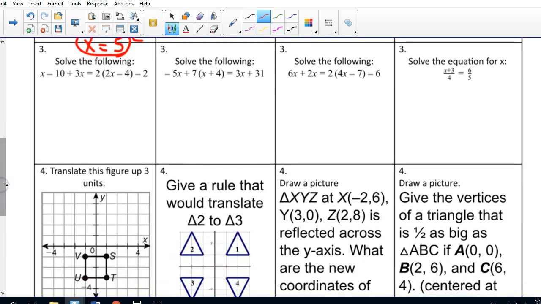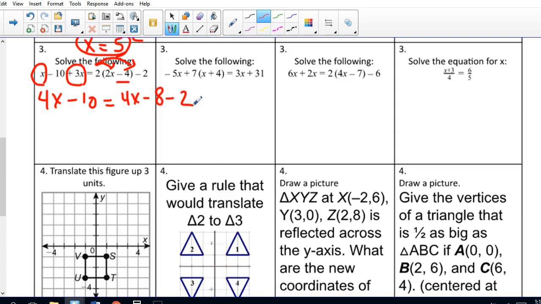Number 3, solve the following. Look at that equation. The first thing we have to do is simplify. And here I have an x and a 3x on the left that need to be simplified. Let's put those together. 3x plus 1 more x gives us 4x minus 10. There, that's better. On the right, we have some parentheses. Let's simplify by using our distributive property and multiplying that 2 across each of the terms. 2 times 2x is 4x, and 2 times a negative 4 is negative 8.